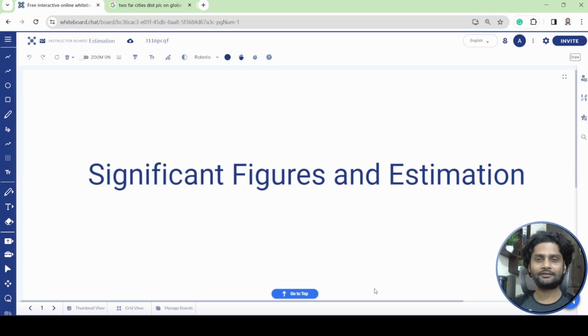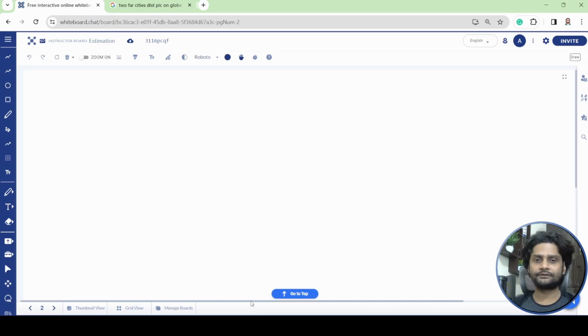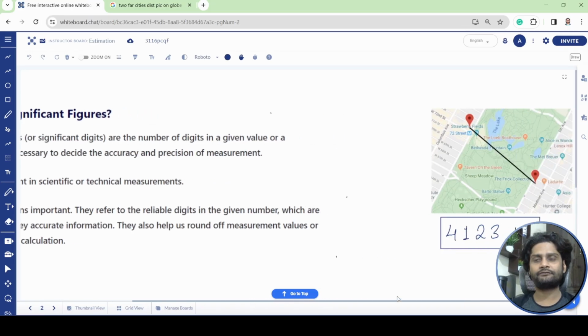Hello dear students, in this lesson we are going to learn about significant figures and estimation. Let's take an example. Let us imagine there are two cities and you have to guess the approximate distance between those two cities. The actual value is around 4,123 kilometers, but you may need to just guess it to the nearest thousands. So yeah, it's about 4,000 kilometers roughly.